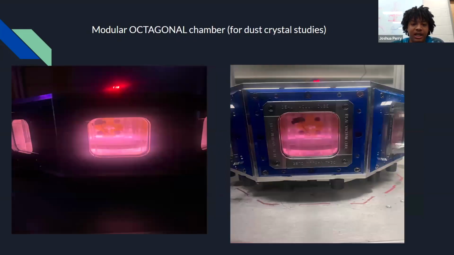And then this is the octagonal chamber. I thought this was really cool. You really get to see that pink glow from the argon of the plasma being made here.